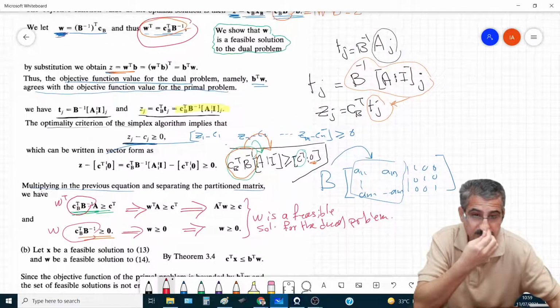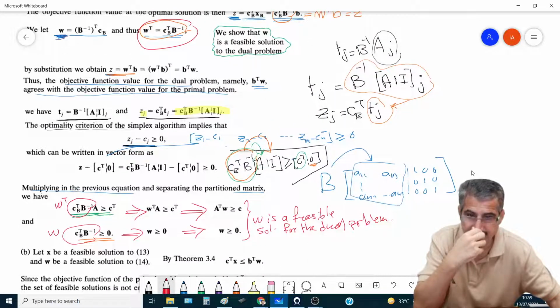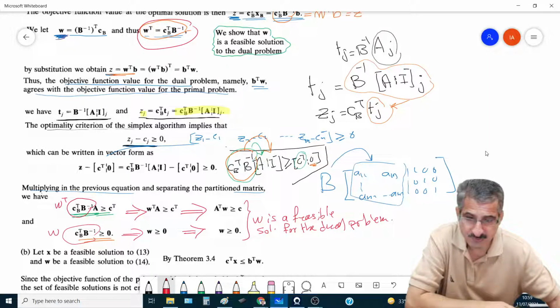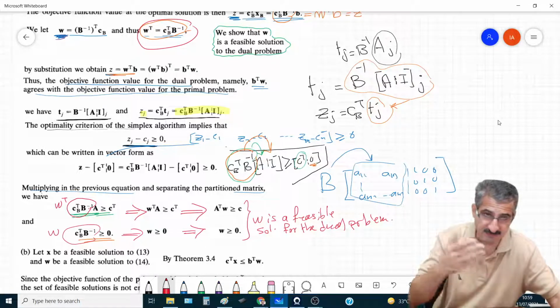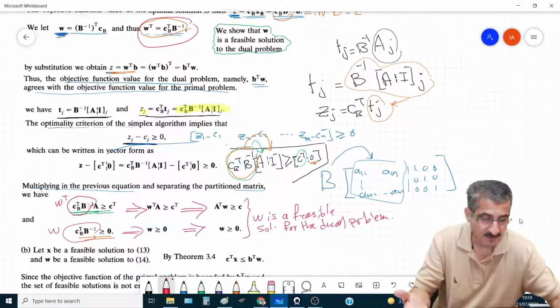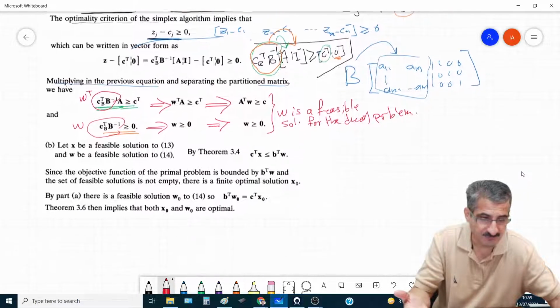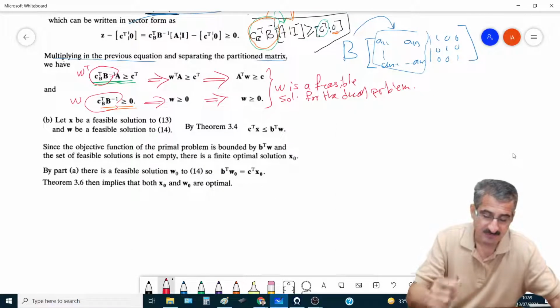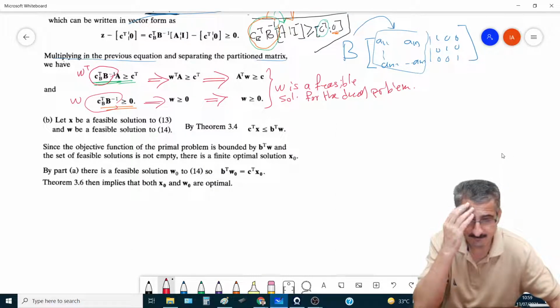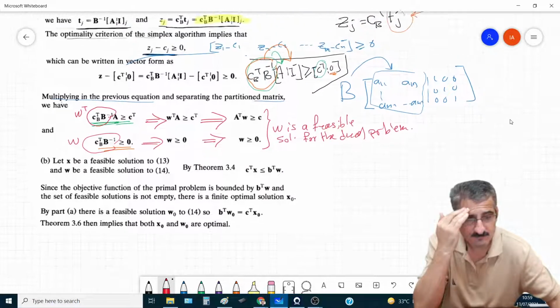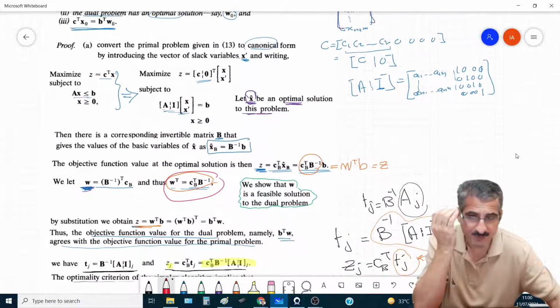So we have proved it is a feasible solution, and it gives the same value of the objective function as the value of the objective function of the primal. Okay, good. So we are done with the proof of part A.